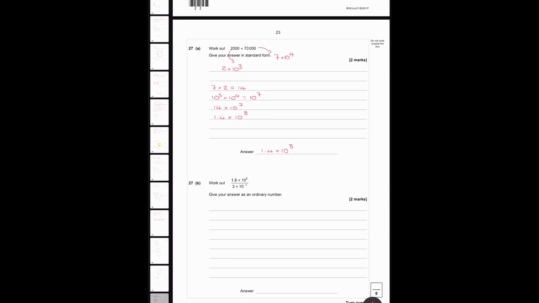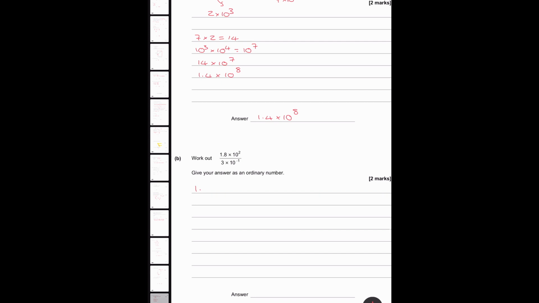Now let's have a look at the second part. Let's use the logic we used in the last part. 1.8 divided by 3 is 0.6. 10 to the power of 2 divided by 10 to the power of minus 1 is 10 to the power of 3 as we take away the powers. That gives us 0.6 times 10 to the power of 3.